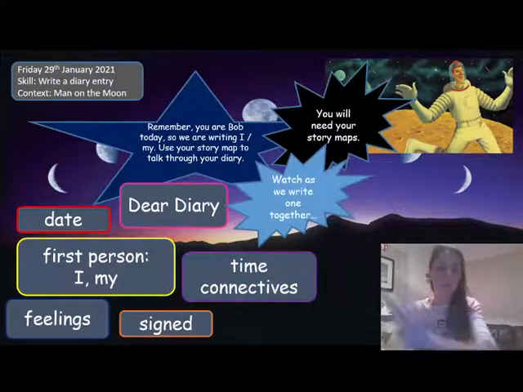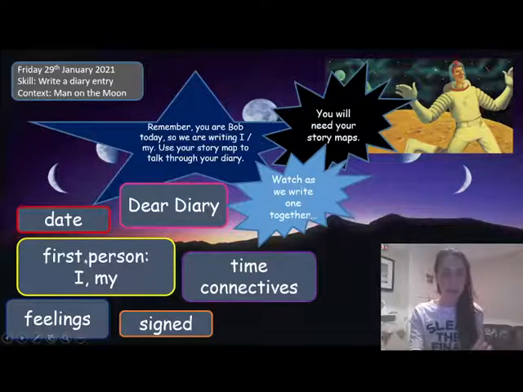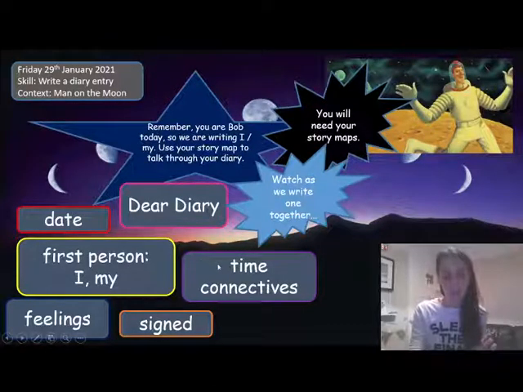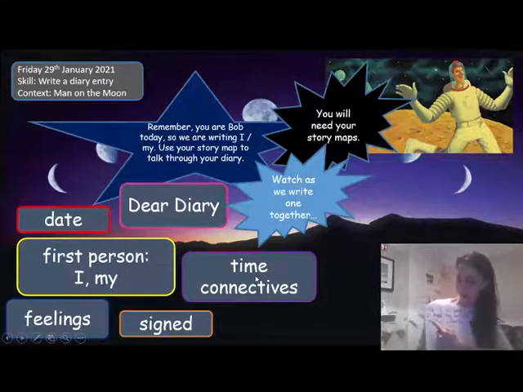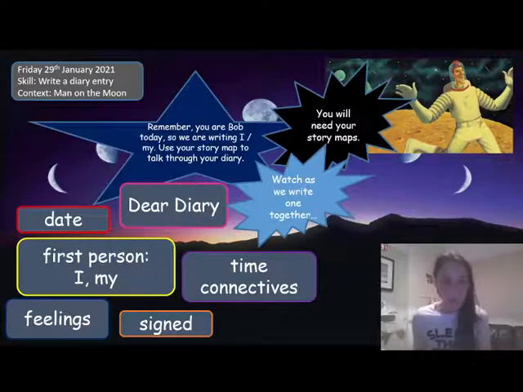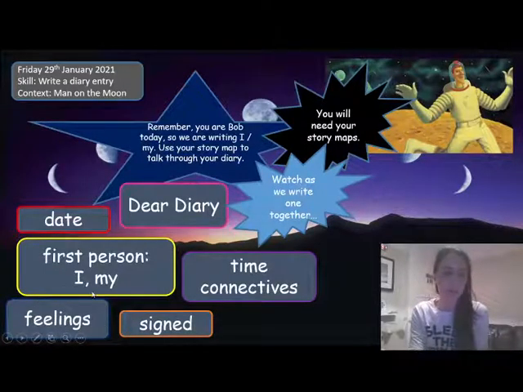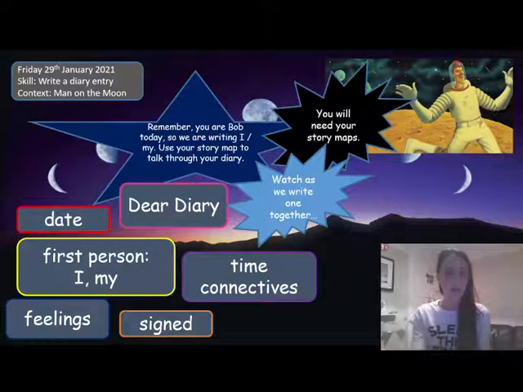Here, so all those things in the boxes, you can use those boxes just to check that you're writing in the first person, that you're including time connectives. So we have started you off already with a time connective if you want to write from where Bob has just had his lunch, so you can start writing after lunch. And then just before you finish your diary, can you think about writing about how you feel? How do you feel at the end of your day as Bob? Are you tired, exhausted? Okay, so all those feelings, and you will sign your diary from Bob.